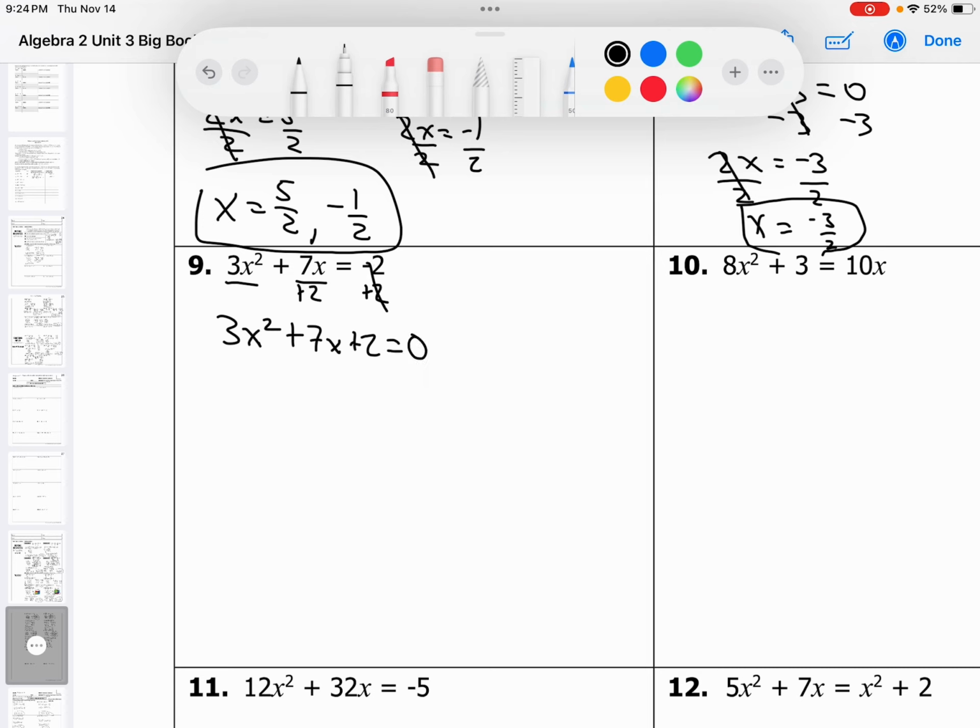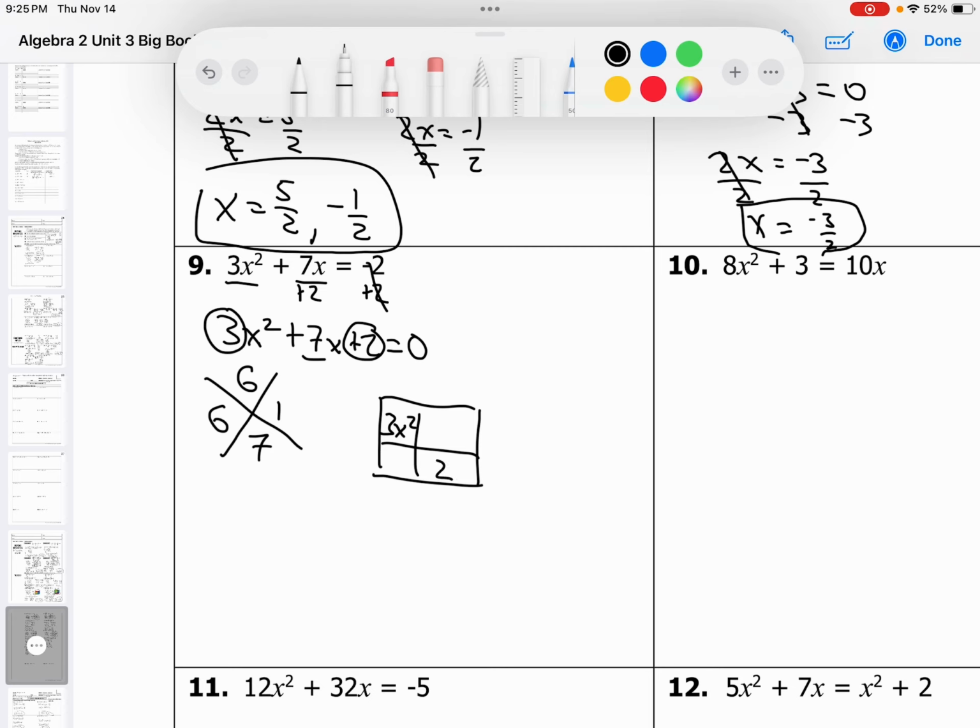These do not have a greatest common factor, so I'm going to do the x and the box, where 3 times 2 goes on top, which is 6. 7 goes on the bottom, so I need numbers that multiply to 6 and add to 7. Those would be 6 and 1. 3x squared, the first term, goes in the first box, 2, the last term, goes in the last box, and then 6 and 1 becomes 6x and 1x for the other two boxes. For 1x, you could put just x.